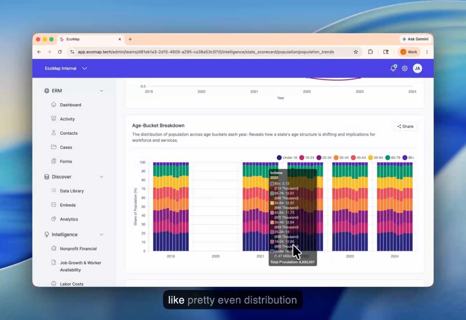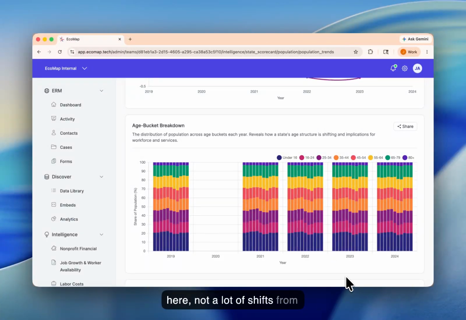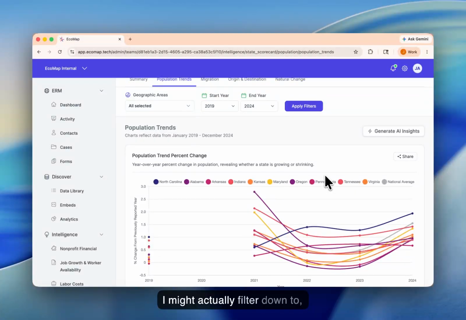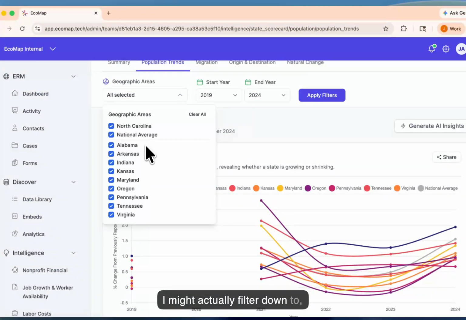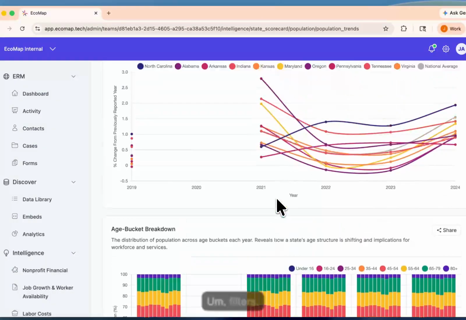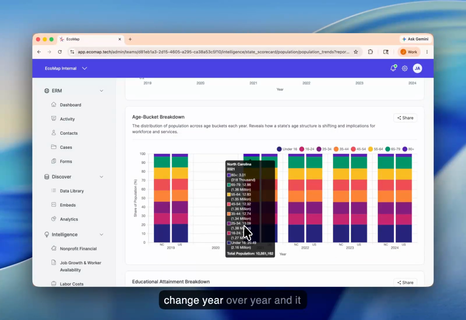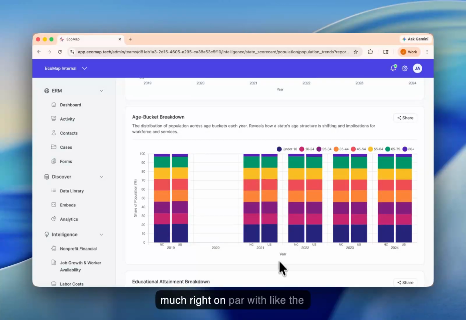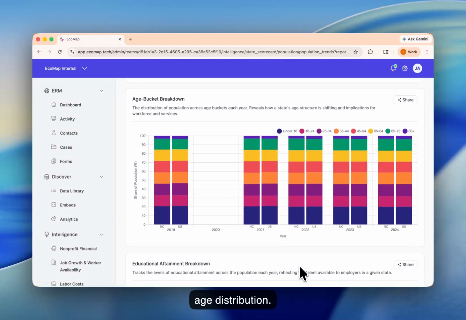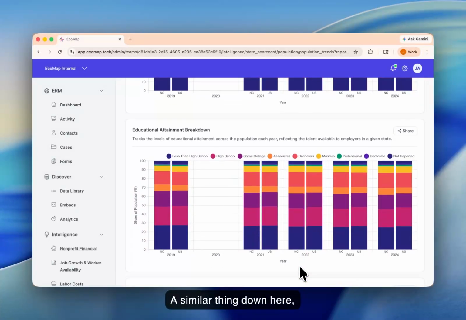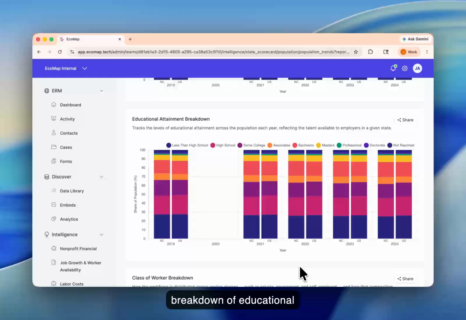We're seeing pretty even distribution here, not a lot of shifts from year to year. I might actually filter down to just North Carolina to really zoom in on the information for my state, right? That was kind of a lot of info. Right, we can see it a little bit better, but just not a lot of change year over year, and it looks like North Carolina is pretty much right on par with the national benchmark in terms of age distribution.